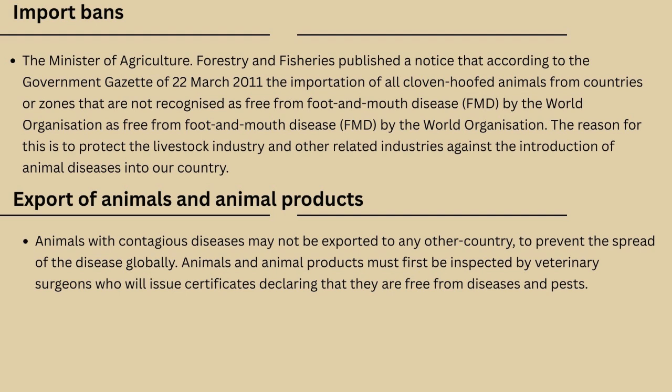Export of animals and animal products. Animals with contagious diseases may not be exported to any other country, to prevent the spread of the disease globally. Animals and animal products must first be inspected by veterinary surgeons who will issue certificates declaring that they are free from diseases and pests.